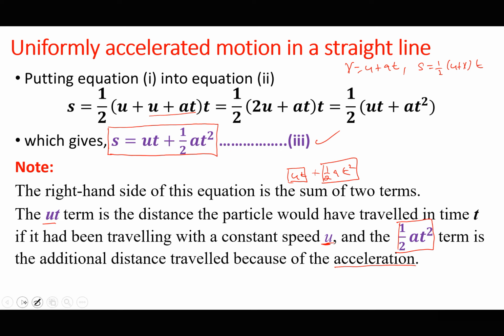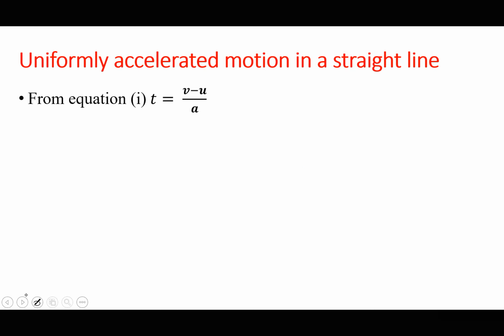Okay, so from the two equations, v equals u plus at and s equals a half into u plus v times t, we have again derived the last equation. Let me emphasize that again. From the equation v equals u plus at, if I make t the subject, t is equal to v minus u over a. And I substitute that in the equation s equals a half into u plus v times t.